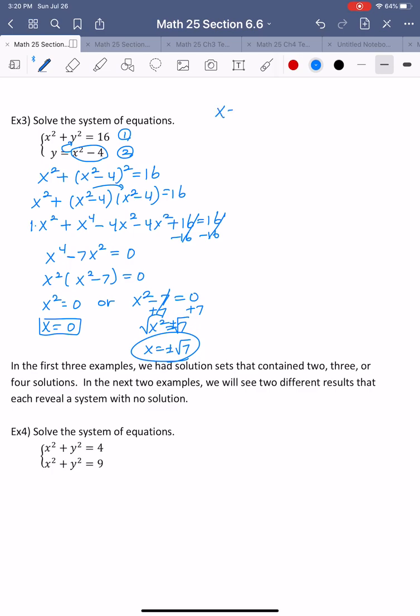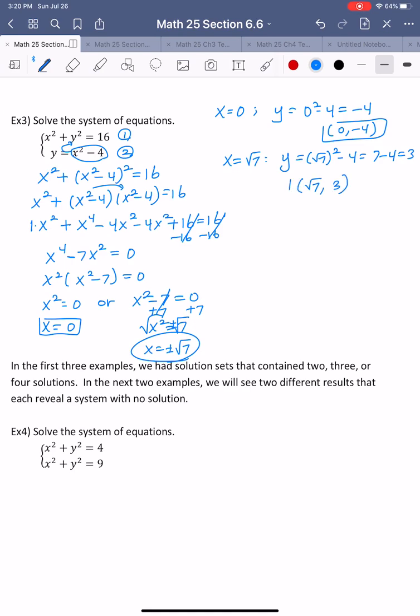So when x equal to 0, and then use equation 2, y equal to 0 squared minus 4, negative 4. So you got 0 and negative 4. Now x equal to radical 7, y equal to radical 7 squared minus 4, 7 minus 4, which is 3. So radical 7 and 3. And x equal to negative radical 7, y equal to negative radical 7 squared minus 4, which is 7 minus 4 equal to 3, so negative radical 7 and 3. So we got 3 solutions for this case.